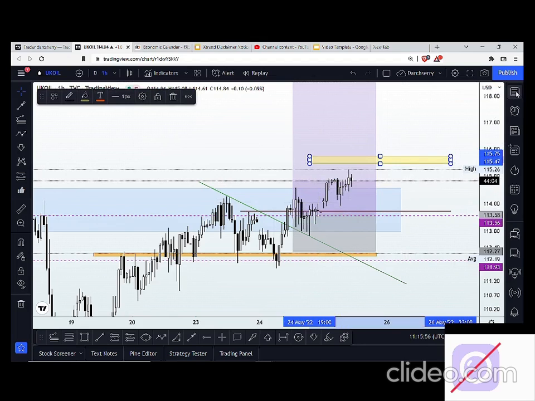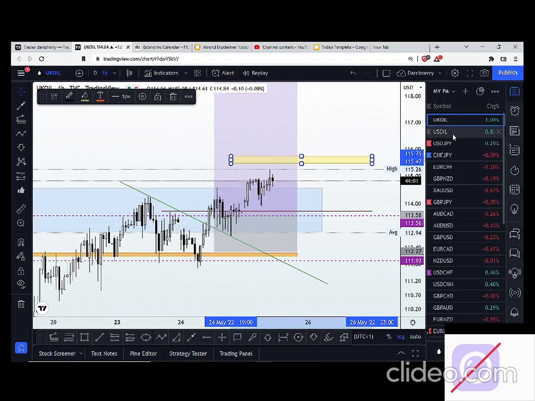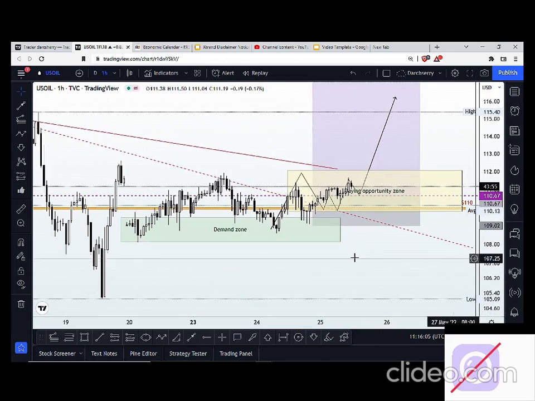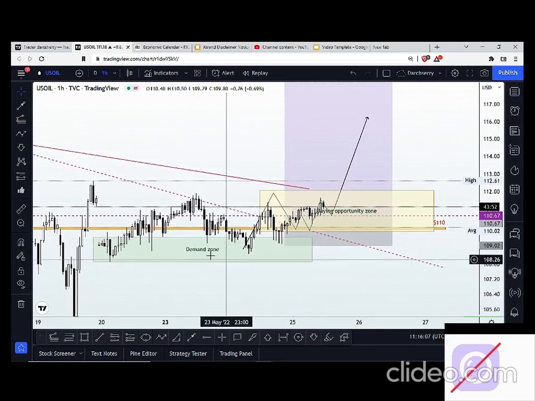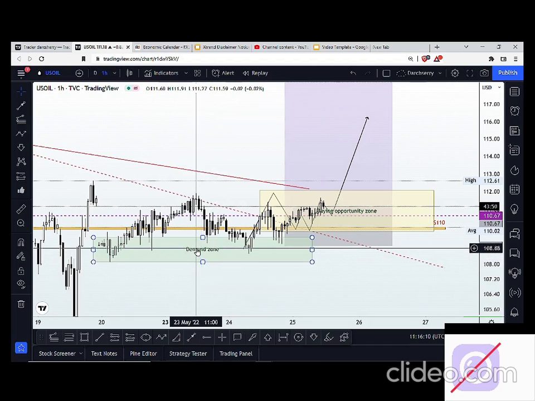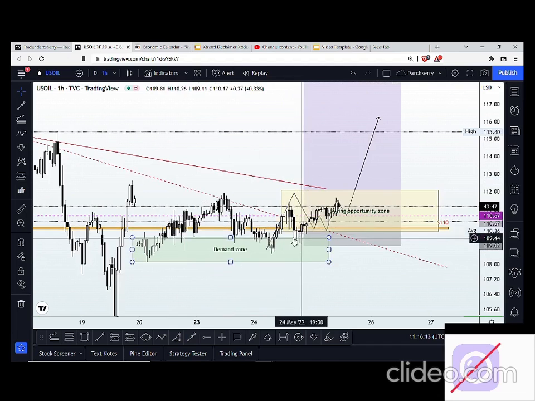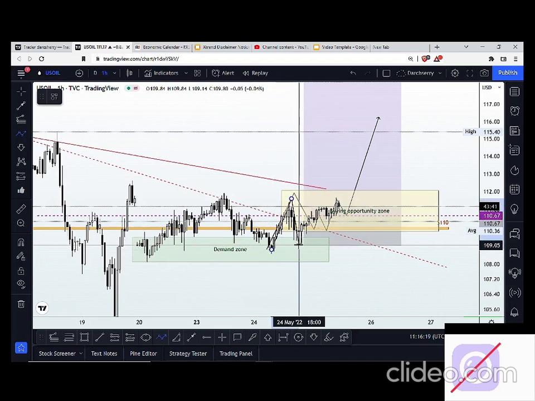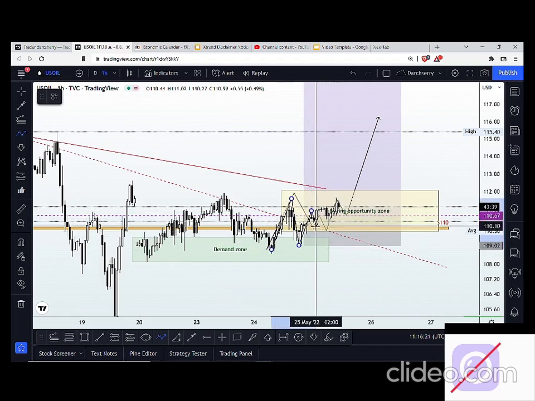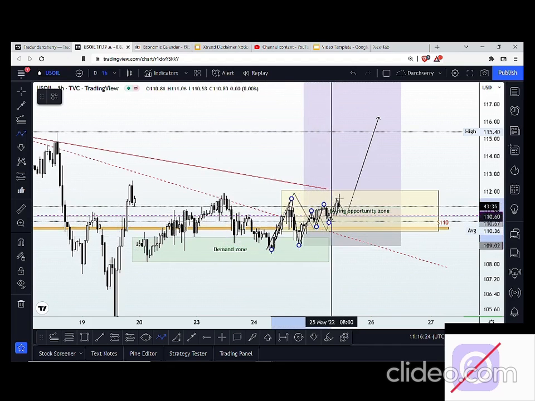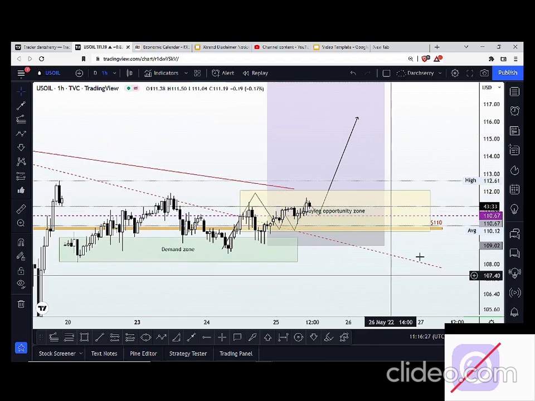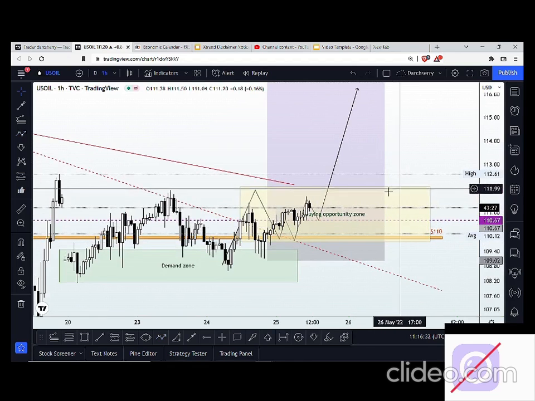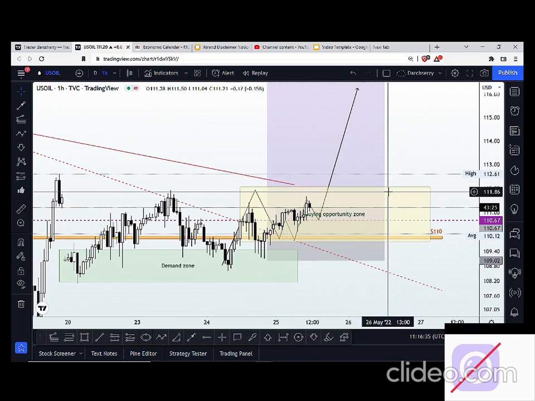So now moving on to the US oil. On the US oil, we identified this demand zone at $109, $110, and we said we want to be looking out for a breakout and a retest of structure, where we'll be looking for structures that support a trend continuation to the upside. And we identified this area between $110 and $112 as a buy opportunity zone where we can take advantage of that trade.